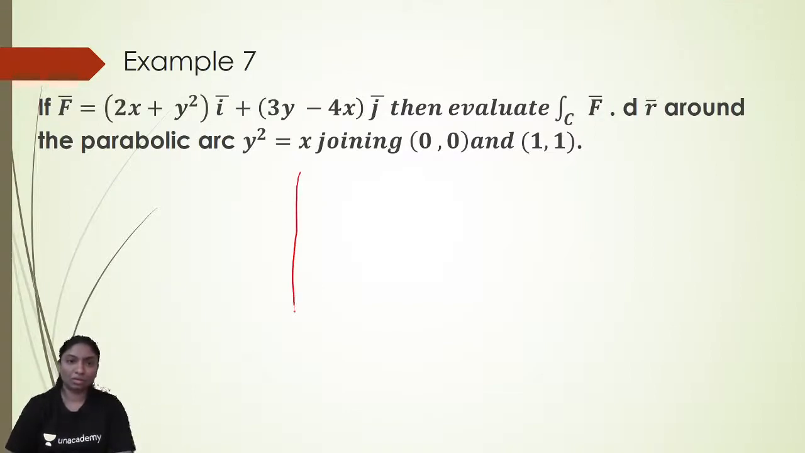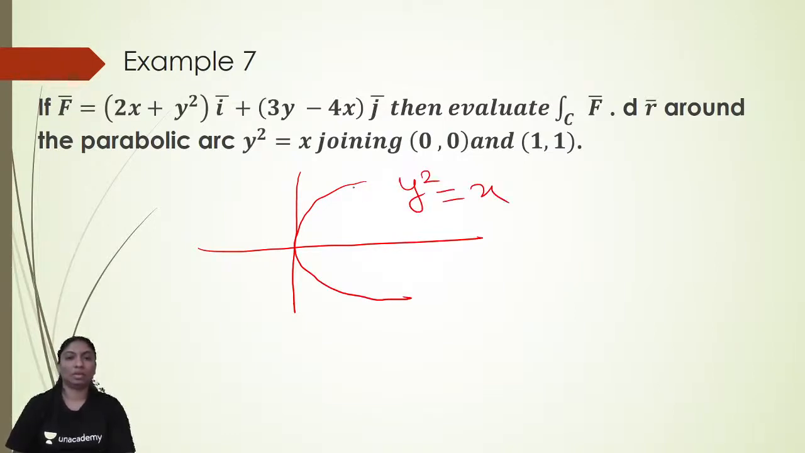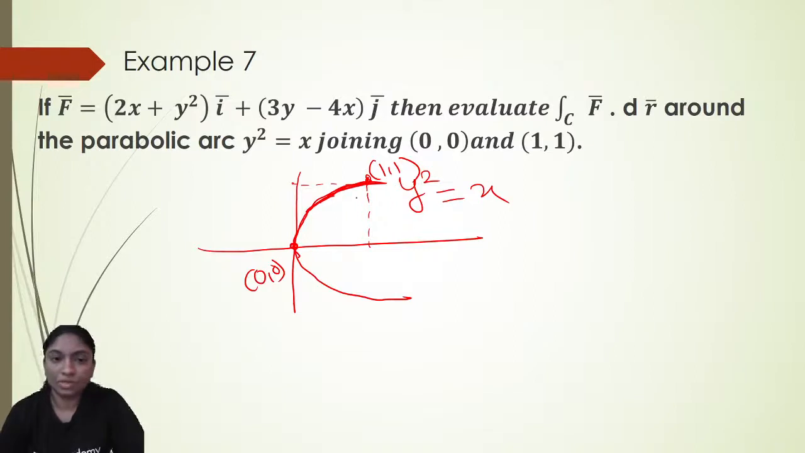We have to find out the path of this parabola, y square is equal to x. That parabola y square is equal to x. Here is 0, 0, and somewhere you will get here 1. Right? This is the point, here is 1, 1. So here this is your curve C. Now we will find out the integral over curve C, the path joining the points from 0, 0 to 1, 1.